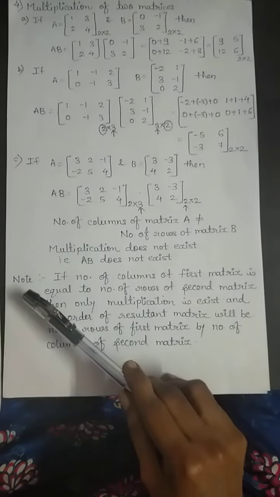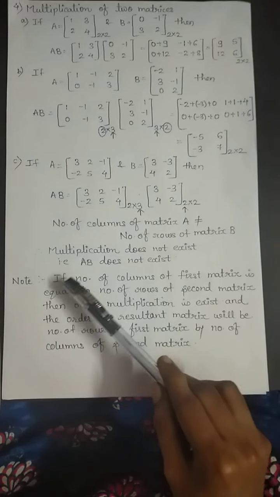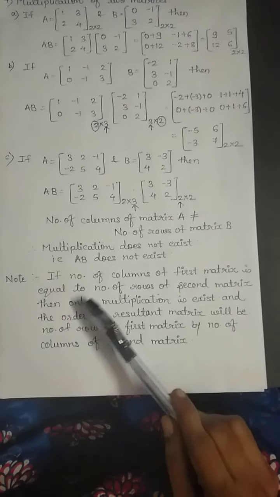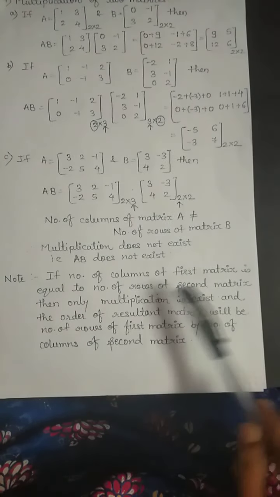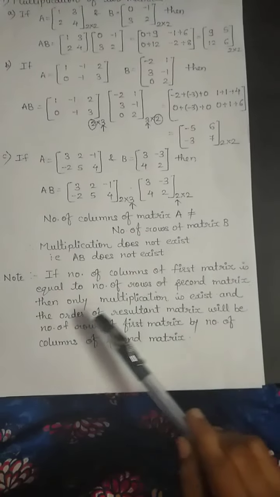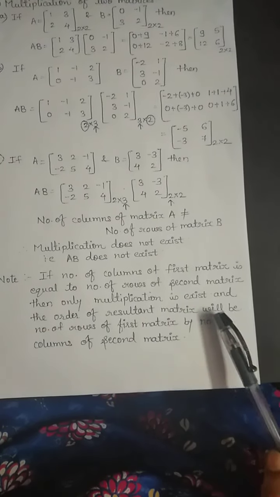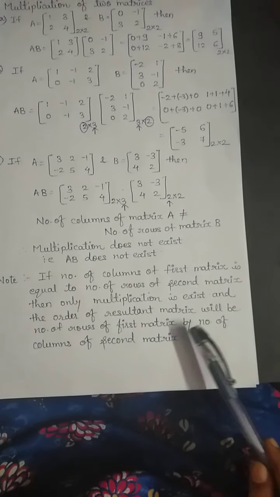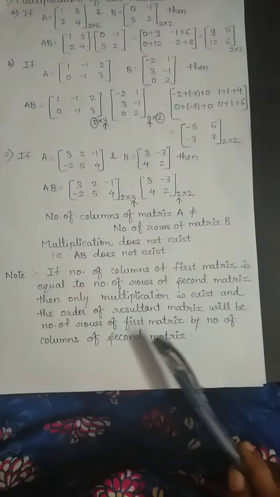So we can consider this note: if the number of columns of the first matrix is equal to the number of rows of the second matrix, then only multiplication exists, and the order of the resultant matrix will be number of rows of the first matrix by number of columns of the second matrix.